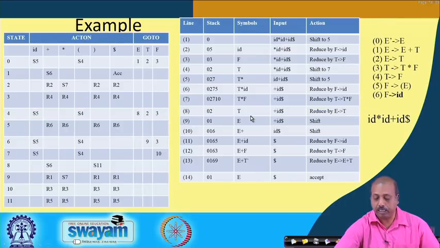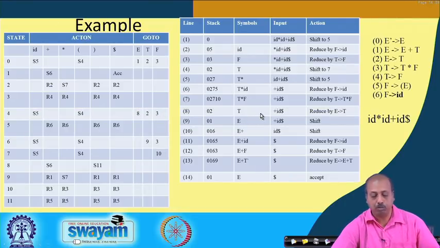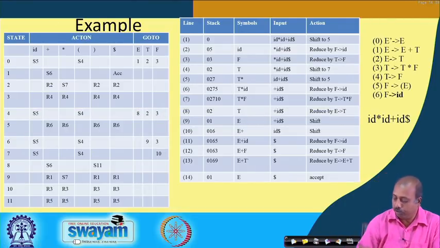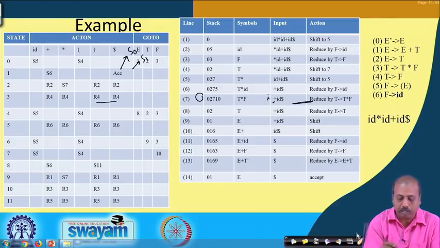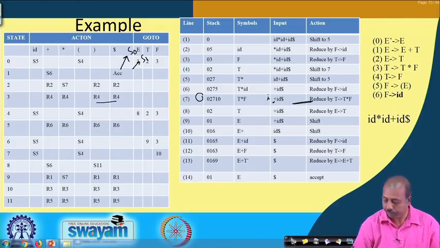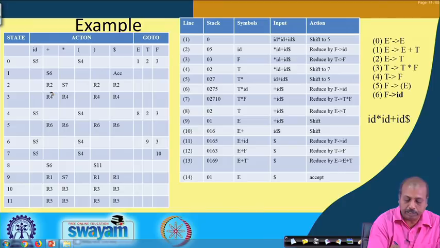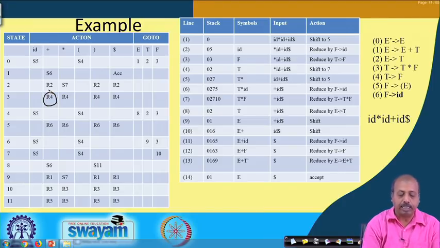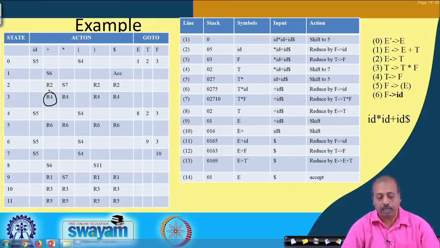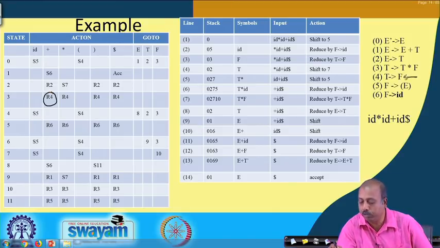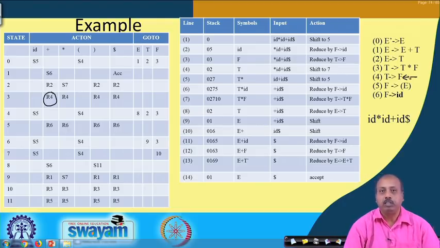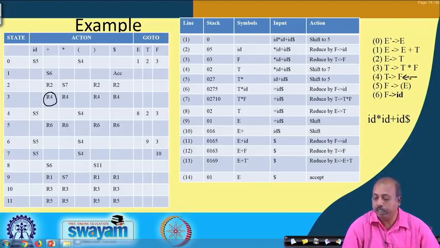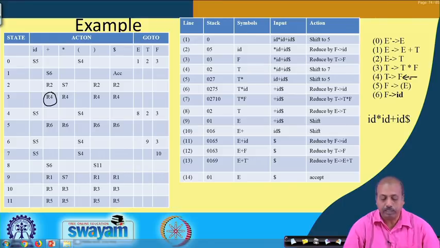To understand this, let us look at how we get this particular reduction. In I 3, on plus, it is R 4, which means reduce by rule number 4. Rule number 4 is T producing F. So I have to see what the follow set of T is.